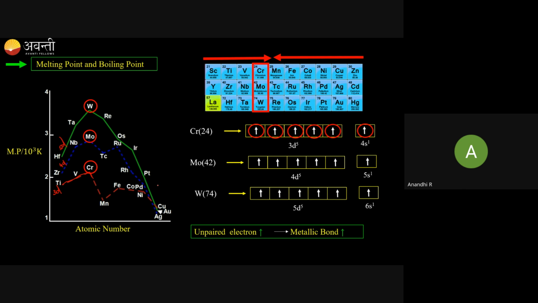If the number of electrons increases, the metallic bond strength also increases. So the energy required to break all the 6 bonds will be very high. That's why the melting point of chromium and its group members is very high. Clear? If the number of electrons is more, then the melting point is more, since the metallic bond strength is more. Clear, guys? Clear for all?